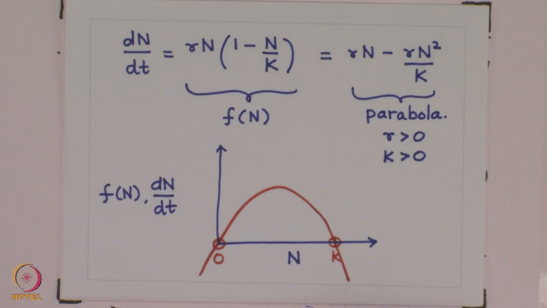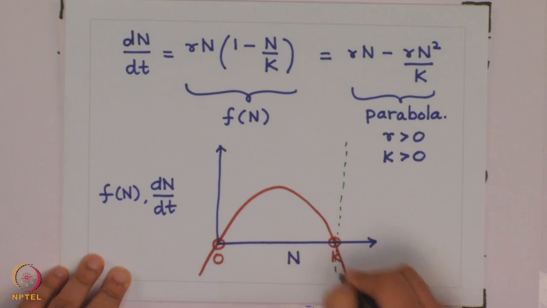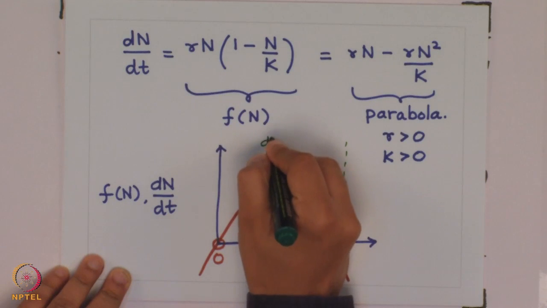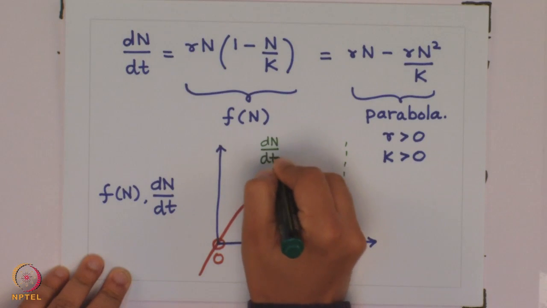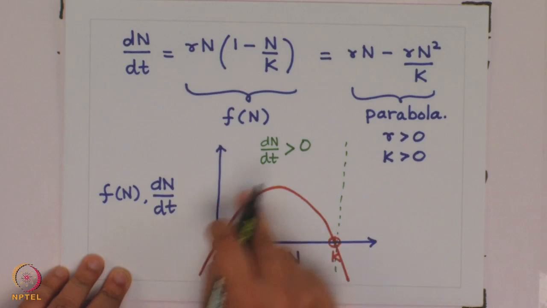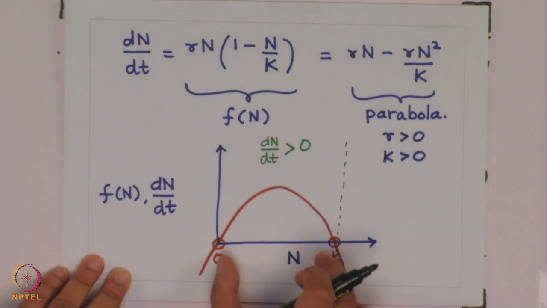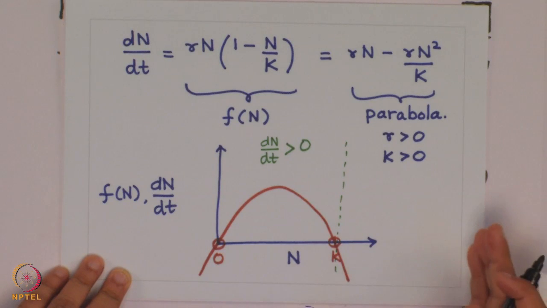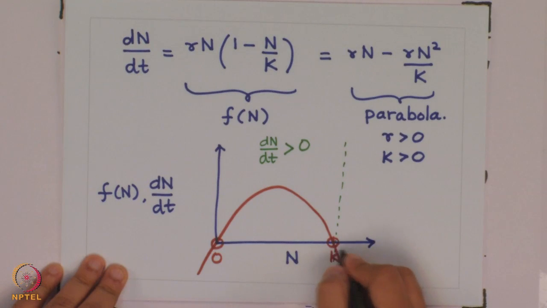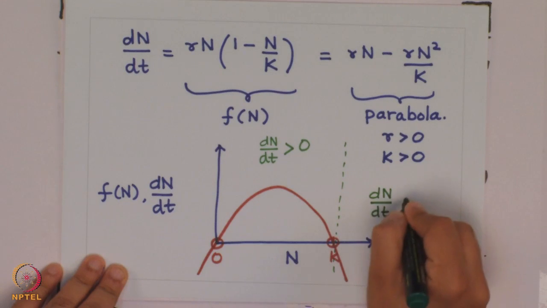So let us see, so far what has this graph told us? That we can partition this into two sections. One is where N is between 0 and K, and in this region dN by dt takes on a value which is greater than 0, because this graph of dN by dt is above the horizontal line which represents y equal to 0 at all values between 0 and K. And the other section is for all values of N which are greater than K, which represent the scenario that dN by dt is less than 0.